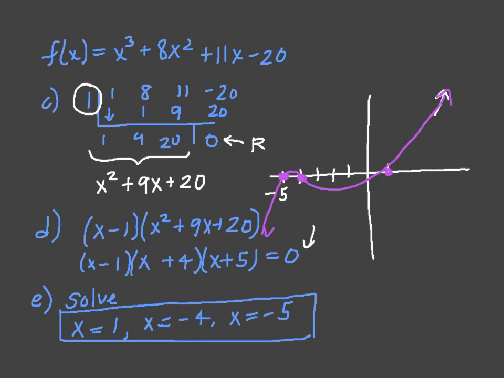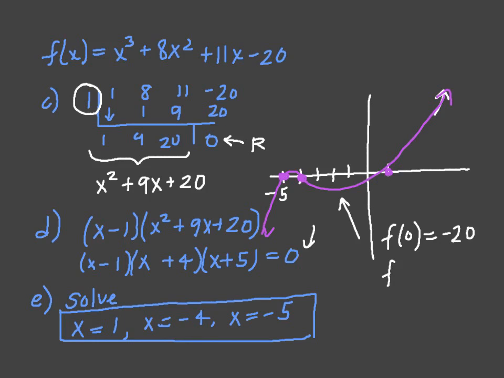If you wanted to, you could also plug in a number maybe on this region between negative 4 and 1. You could definitely plug in 0 and get the y-intercept. So you could do f of 0, and that would be negative 20. So my graph was not very accurate. It should actually be more like down here.